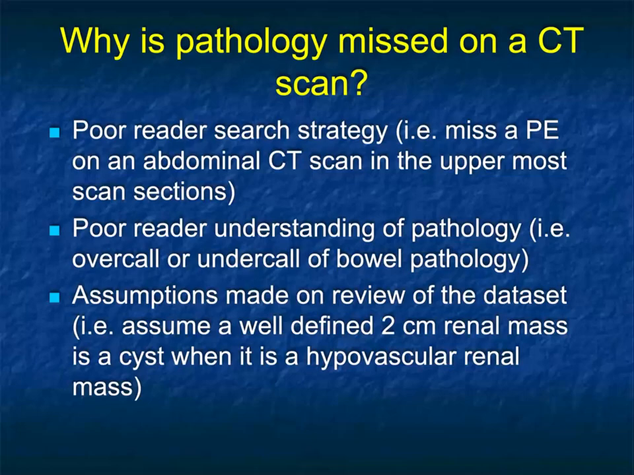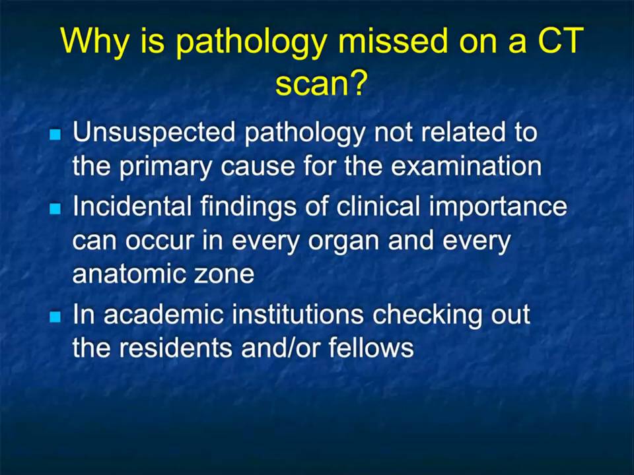Why is pathology missed on a CT scan? Well, maybe there's an infinite number of reasons. There's poor search strategy. Abdominal CT for pancreatitis: you didn't look at the lower lung fields with thin sections and you missed the PE. Perhaps because of lack of oral contrast or lack of good distension, you undercalled or overcalled the presence of pathology in the small bowel. And sometimes you are reading very quickly, it's a trauma case, you're looking for organ injury, and you assume that a 2-centimeter renal mass, well-defined, is a cyst, and it's really a hypovascular renal cell carcinoma.